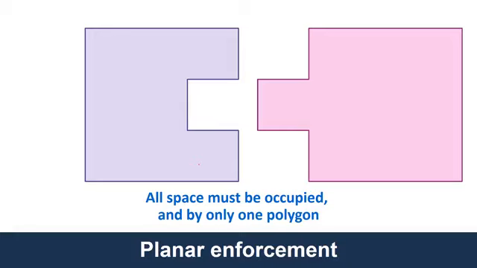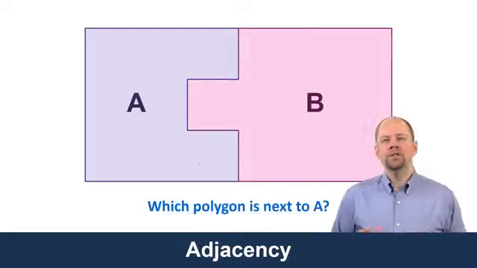And this brings us to the concept of planar enforcement. All that means is that all space must be occupied and by only one polygon. So everything is accounted for. We have no parts of our study area, if you want to think of it that way, that have gaps where there's no polygon. You don't want that. And you also don't want to have areas where there's overlapping polygons. The whole idea is just you have one polygon for any particular location. That's planar enforcement.